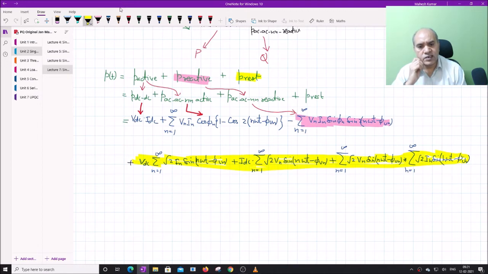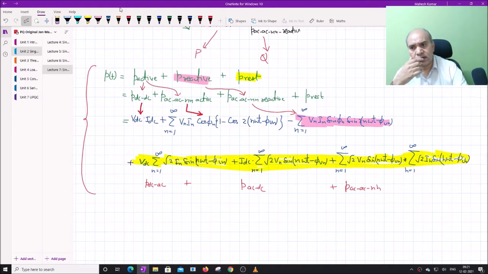So what is P rest in terms of the components? The P rest is P DC AC plus P AC DC plus P AC AC and this is P DC DC, actually you already know it, and this is P AC AC, and then active and reactive. Okay, so this is the complete analysis of the instantaneous power.